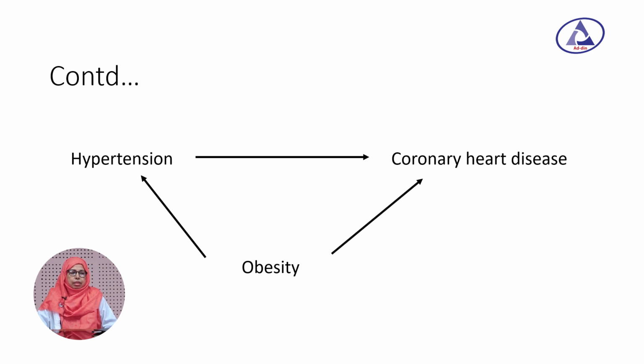But again we can see that obesity can influence both the dependent and independent variable. That is, obesity may cause hypertension, so it is influencing the independent variable, and due to obesity there may be coronary heart disease, so it is also influencing the dependent variable. So here obesity is the confounding variable, hypertension is the independent variable, and coronary heart disease is the dependent variable.